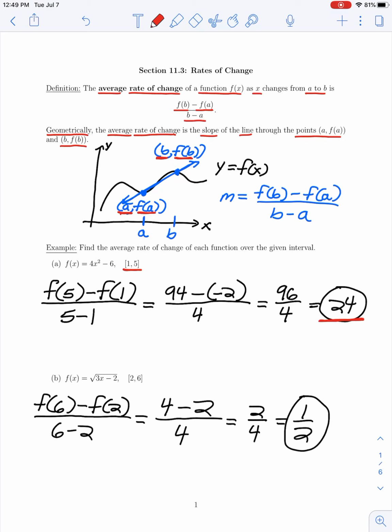In this second part, part B, for this function, as we increase the value of x from 2 to 6, the values of our function f of x increase by 1/2. All right.